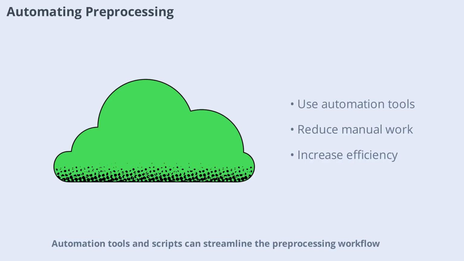Automation tools and scripts can streamline the preprocessing workflow, saving time and reducing human error. Popular tools like Python's Pandas, scikit-learn, or R's dplyr offer functions for cleaning, transforming, and validating data. Automating repetitive tasks allows you to focus on more complex aspects of your analysis.